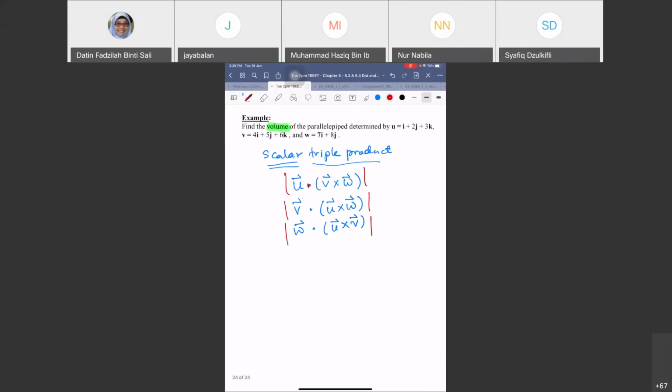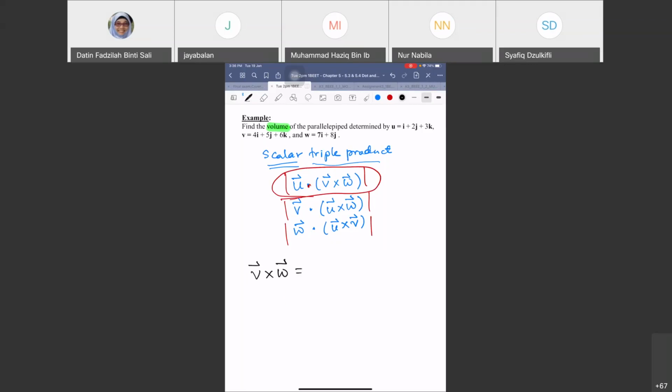Let's say I'm selecting the first one, vector u dot v cross w. You can also choose others, as I said, v dot u cross w, w dot u cross v, it doesn't matter. If I do that, I need to find my v cross w first, then only finally I dot with the u. So this is what we have to find first.